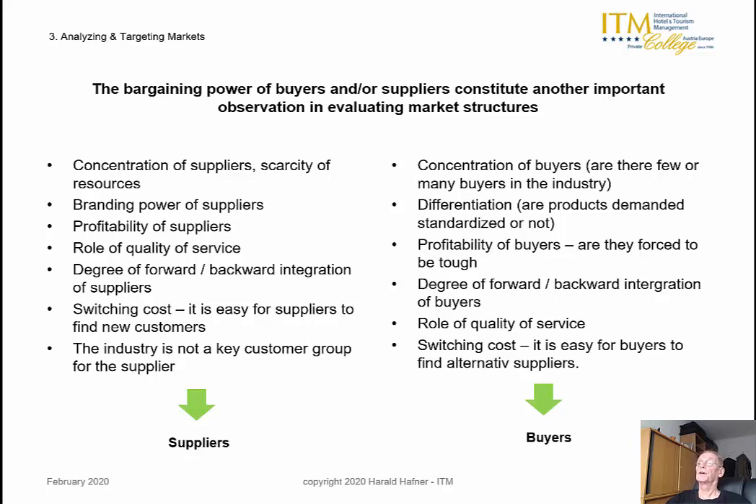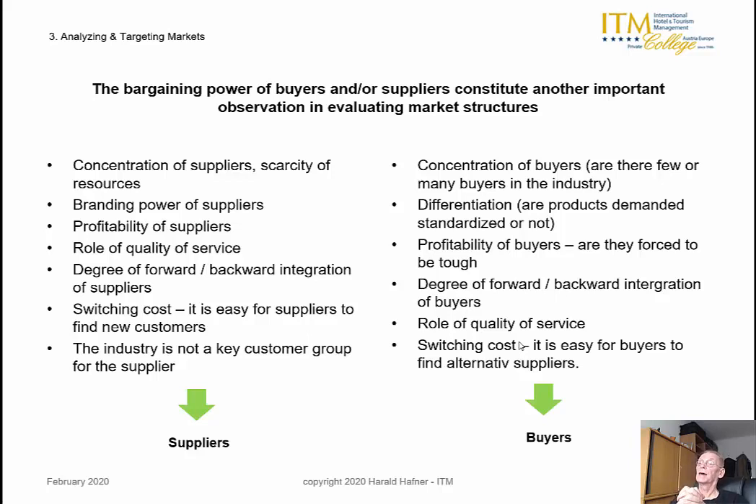The role of quality of service: if the role of quality of service is high, then that's good news because we can differentiate. If it is not, such as mentioned under differentiation, that's bad news because everybody wants the same standard, and then the differentiation is on price. Switching cost: how easy is it for buyers to find alternative suppliers? If it's easy, then the bargaining power is high.